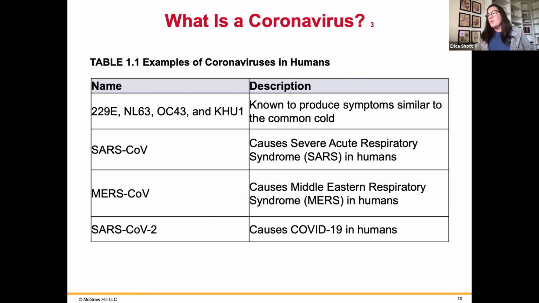So here are some coronaviruses in humans. These are the ones that are the common cold variants. Here is SARS. This was something that came way before COVID. And then we had MERS here as well. This was causing Middle Eastern respiratory syndrome in humans, but I believe it came from camels. And then COVID-19 is caused by the SARS-CoV-2 virus.